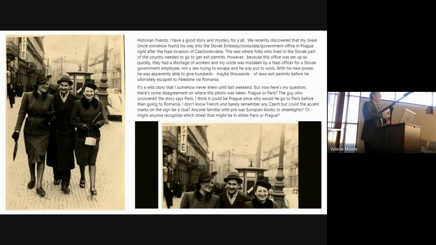But they wanted to let me down gently that this was not Paris, as I thought. This was Prague. But the way Rachel, the Professor Rothstein, handled it was, she said, "I'm going to put up this Facebook post and I'm going to ask all my colleagues in history from across the country, where do you think this picture's from?" So you can see that Rachel has an Atlanta way of talking, because in the first line, she says, "I have a good story and mystery for y'all." But she said, where do you think this photo was taken, Prague or Paris?